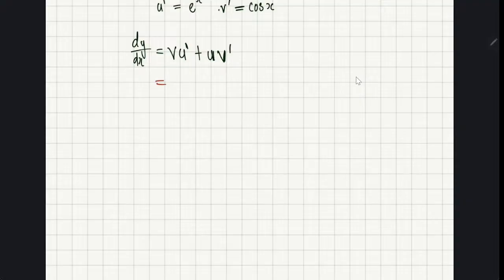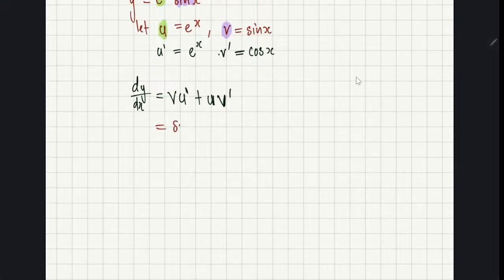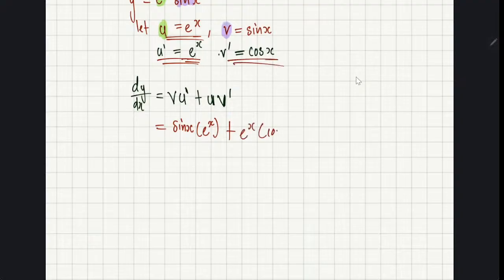So you now say, what is the v? You just take it, sine x, times the derivative of the first, e to the x. The derivative of e to the x is e to the x. Plus the first, e to the x, times the derivative of the second, cos x. Now you can write the final solution. It is e to the x sine x plus e to the x cos x.